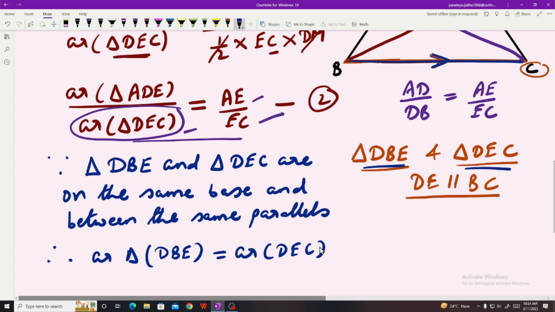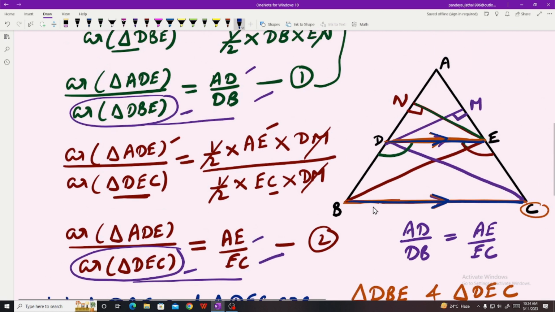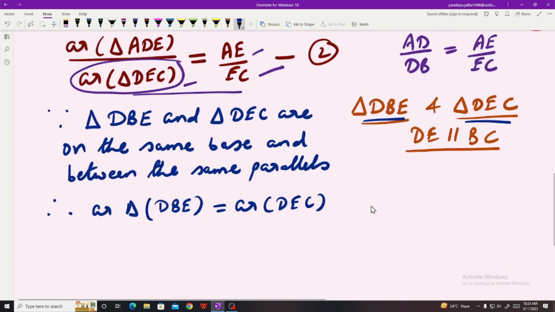Let me explain once again to you. Since the triangle DBE and the triangle DEC are on the same base and between the same parallels, therefore the area of triangle DBE is equal to the area of triangle DEC. So this is a theorem we have studied in class 9 and we are using it to prove the BPT theorem. So mark this as third equation.